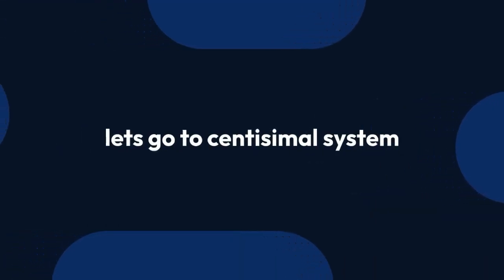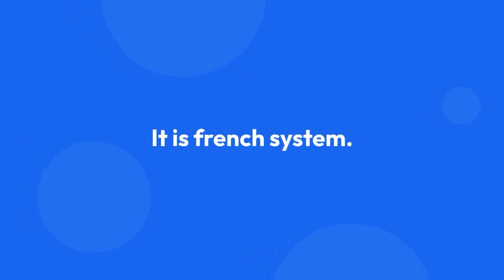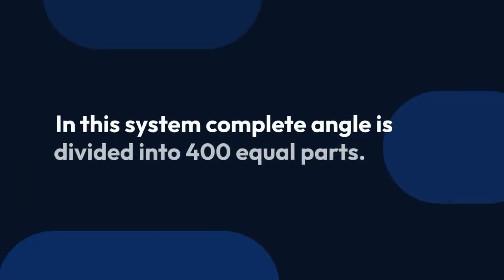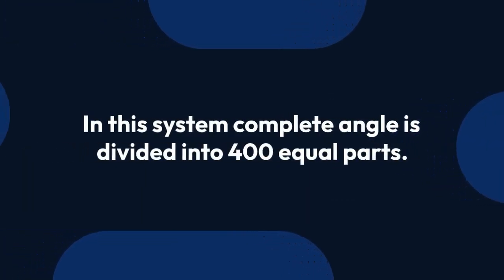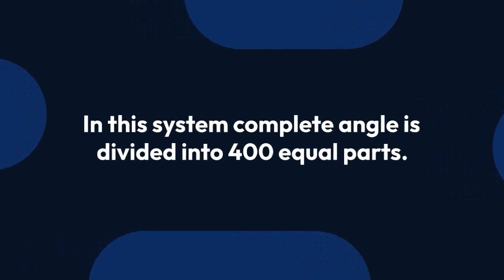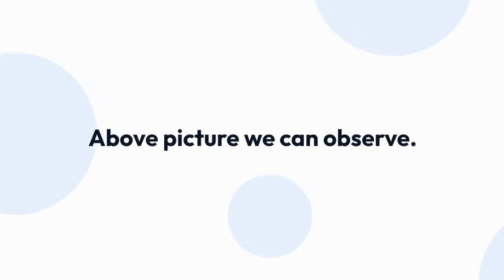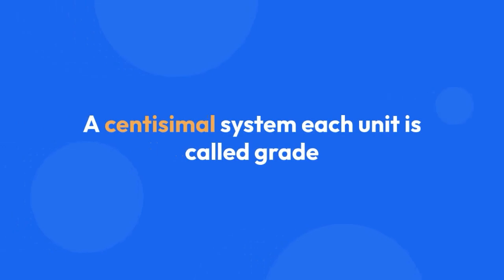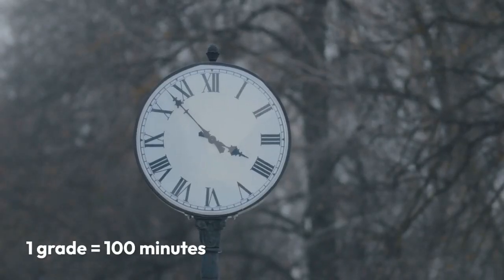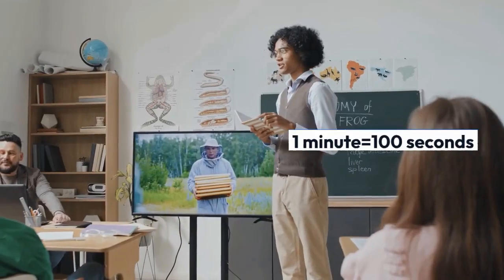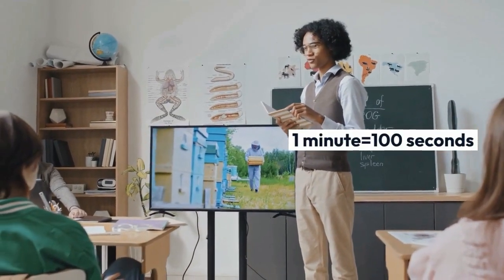Let's go to centesimal system. It is French system. In this system, complete angle is divided into 400 equal parts. Above picture we can observe a centesimal system. Each unit is called grade. 1 grade is equal to 100 minutes. 1 minute is equal to 100 seconds.